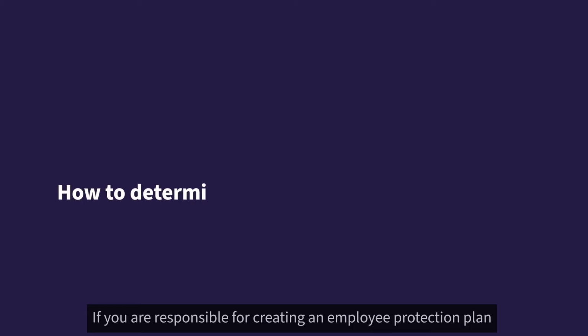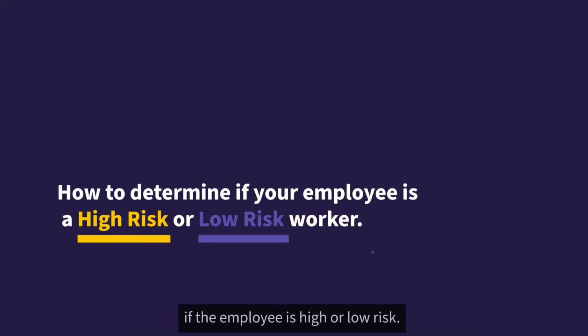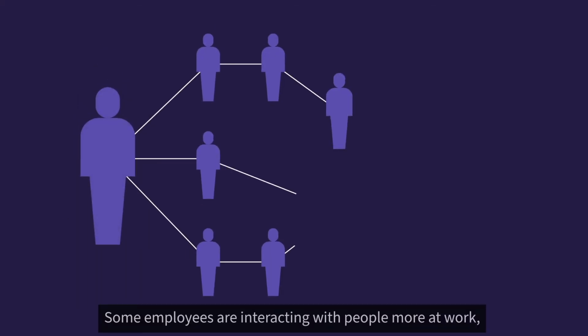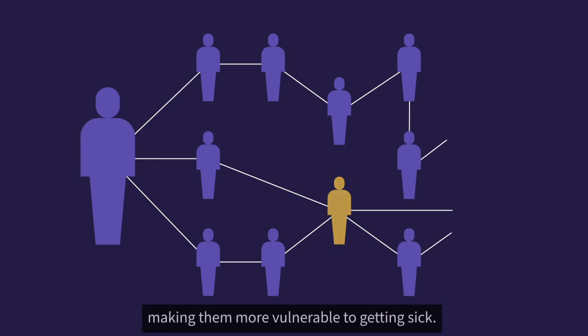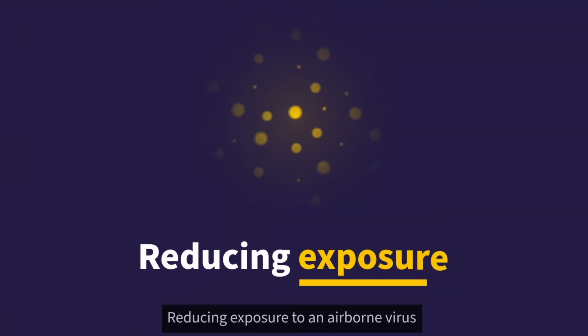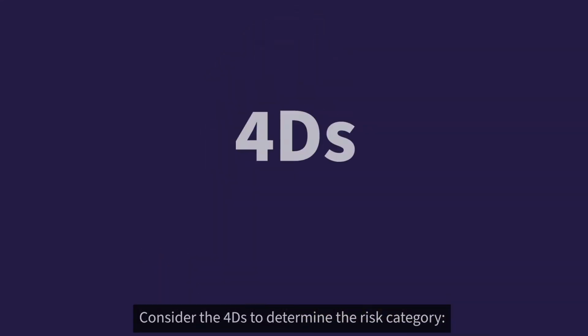If you are responsible for creating an employee protection plan to prevent getting COVID-19, the first step is to determine if the employee is high or low risk. Some employees are interacting with people more at work, making them more vulnerable to getting sick. Reducing exposure to an airborne virus is the most important thing you can do in reducing its spread.